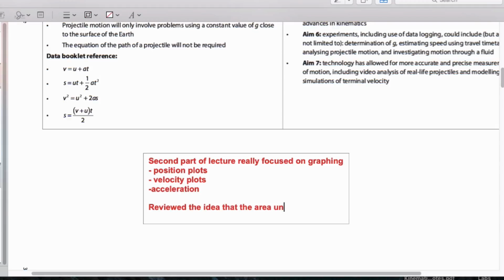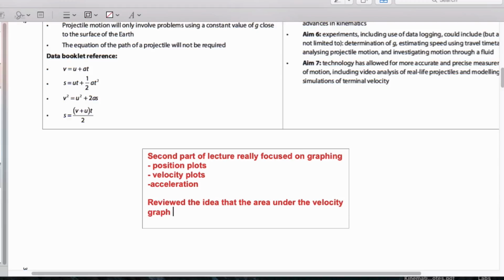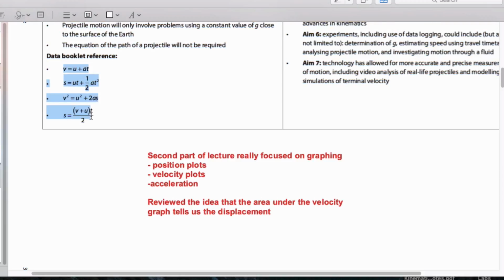One important point that we want to emphasize is that we reviewed the idea that the area under the velocity graph tells us the displacement. And when we were talking about displacement, we remembered to connect the letters in our graphs to the letters or the variables that we use in our kinematics equations. So these are the 4 key kinematics equations here. We discussed those.